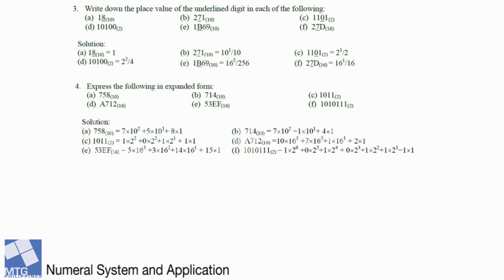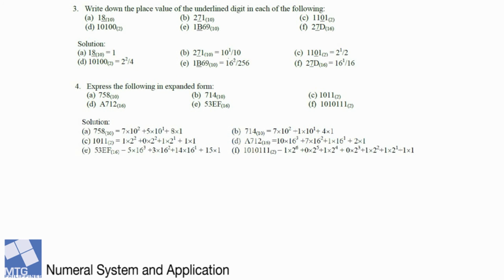For part B, we have 714. So this is equal to 7 times 10 raised to 2 plus 1 times 10 raised to 1 plus 4 times 10 raised to 0. For part C, we will have 1011 base 2. So this is equal to 1 times 2 raised to 3 plus 0 times 2 raised to 2 plus 1 times 2 raised to 1 plus 1 times 2 raised to 0.